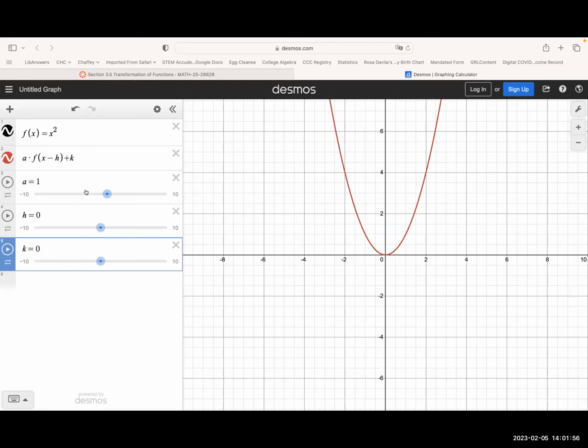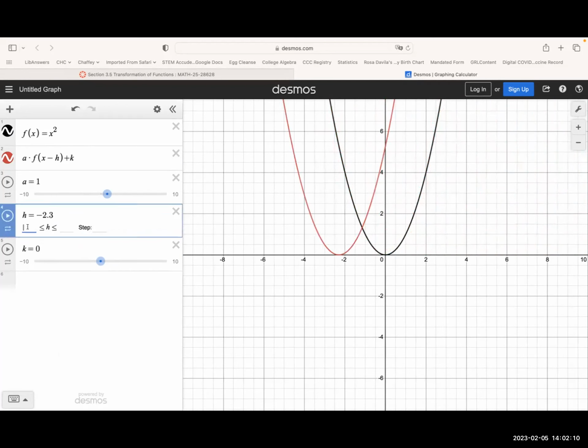So first thing that we could start off with is h. H is going to be affecting our input. So what does it do to our graph? Let's press play for h. And notice that it shifts our graph left and right. Let me restrict this so that we could see it a little bit better, from -5 to 5. And let's hit play. So it's moving our graph left to right.